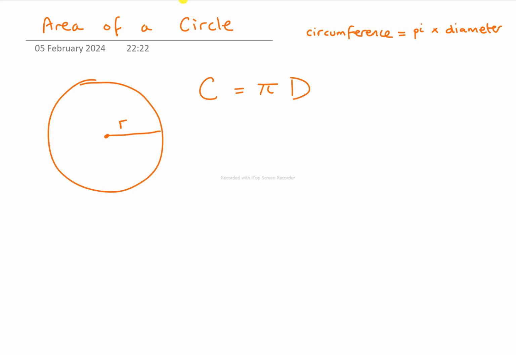Right, so remember this. If you are given the radius, you have to double it. So remember this, yeah? The diameter is 2 times the radius. Just remember that. It's good to know that and have that in your head.